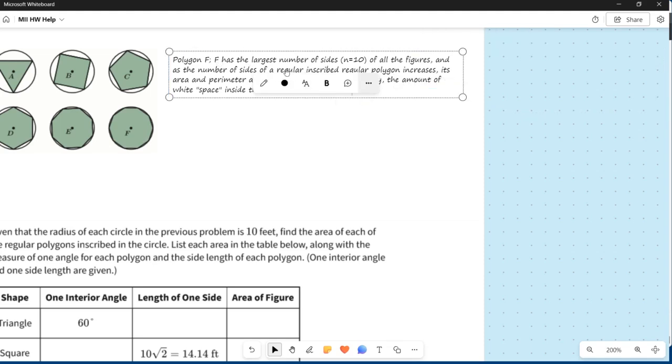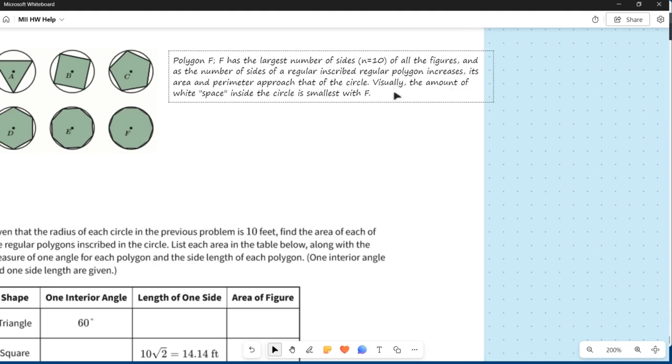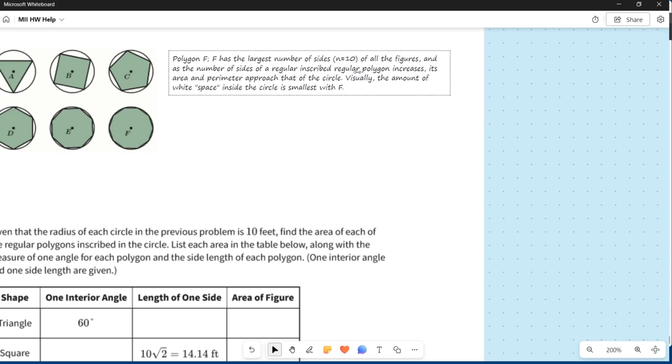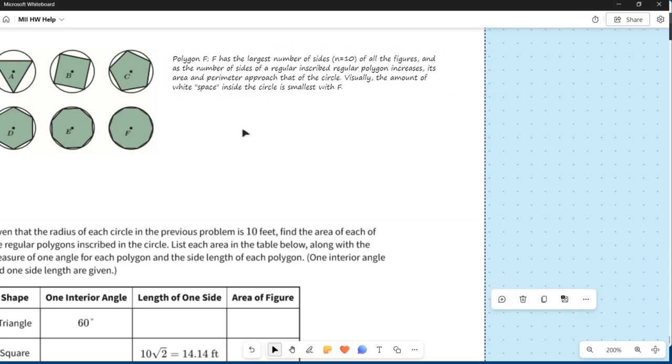Are you not going to let me, I don't know how to get rid of that box. All right, you know what? That's fine. All right, it's fine. We could have said circumscribed circle, so approach that of the circumscribed circle, but the text box is being annoying, so I'm not going to bother with that.